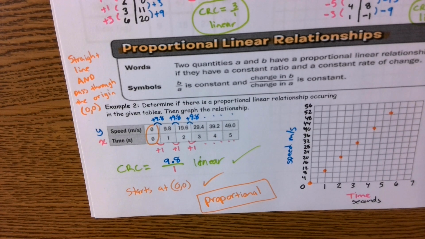All right, on the next page, on the back of your sheet, I want you guys to go ahead and identify the constant rate of change from the table given to you. I want you to plot the table, and then I want you to identify if it's a proportional relationship or a non-proportional relationship.